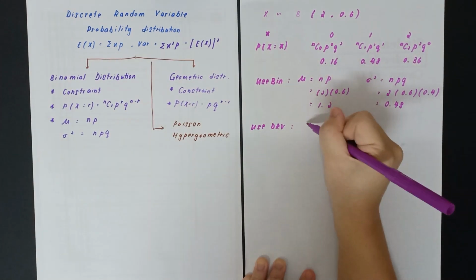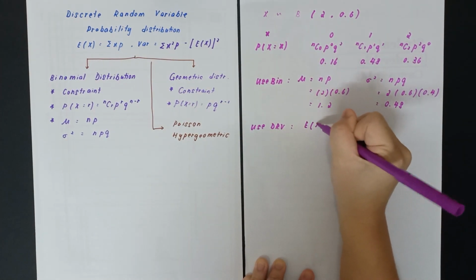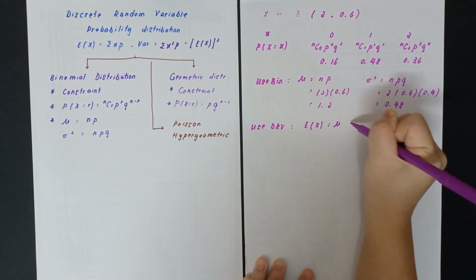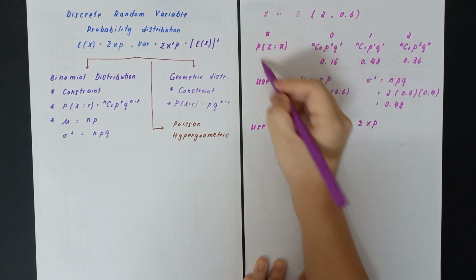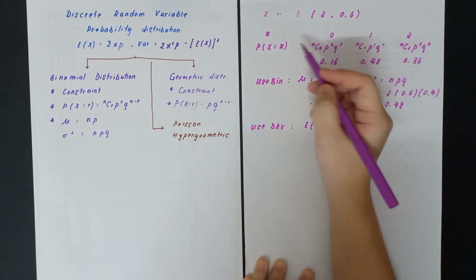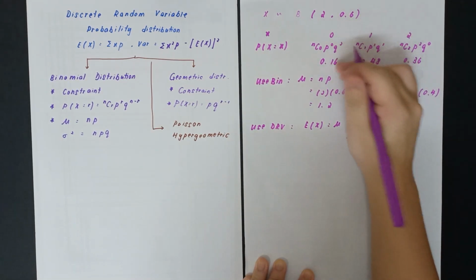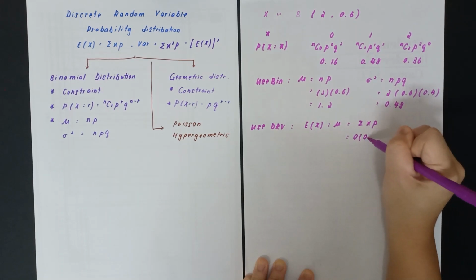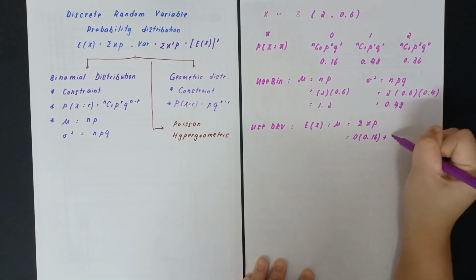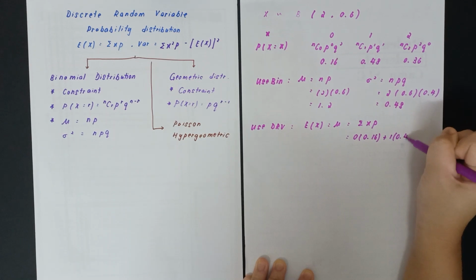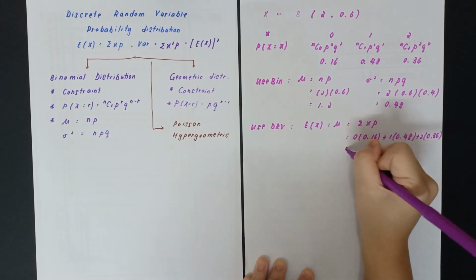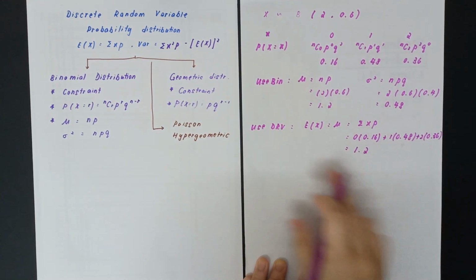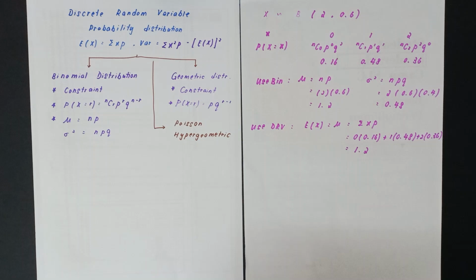So for me to find my mean, or my expectation, which is the same thing, I need to use the formula here. This is my probability distribution, so what do I have? I will use 0 times 0.16 plus 1 times 0.48 plus 2 times 0.36. After I press the calculator, I will get exactly the same answer as the binomial distribution.